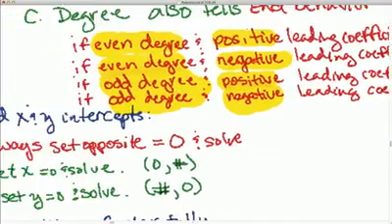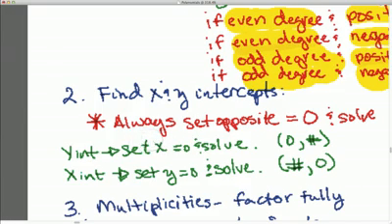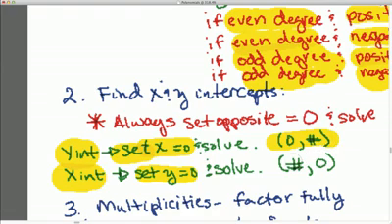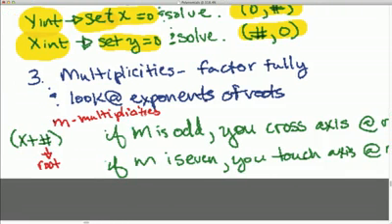Next, what we can do is look at the x and y intercepts. Always set the opposite equal to 0 and solve. So, y-intercept, you set x equal to 0, x-intercept set y equal to 0. The y-intercept has this basic form or look. The x-intercept looks like that. The number comes first.